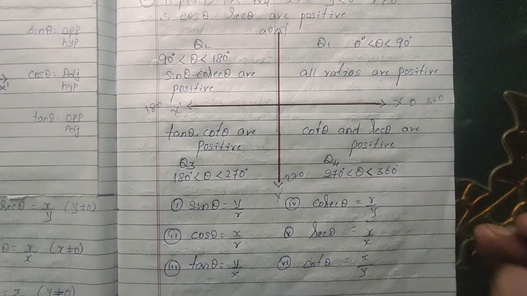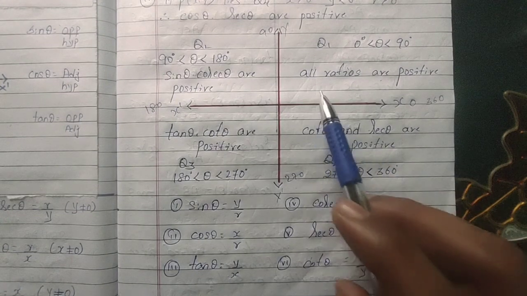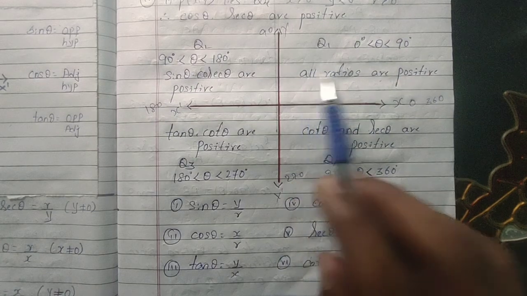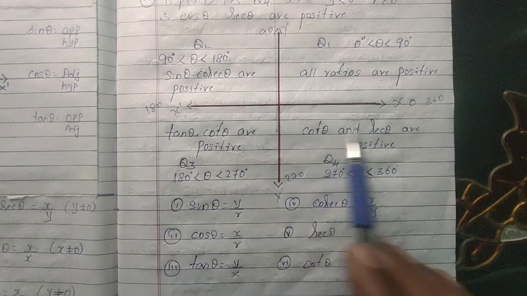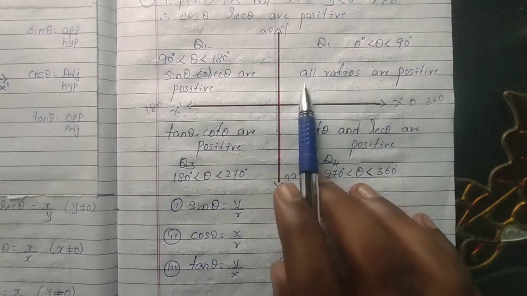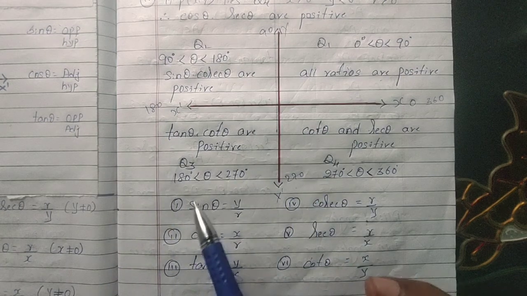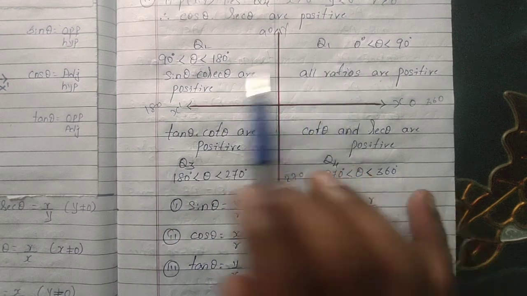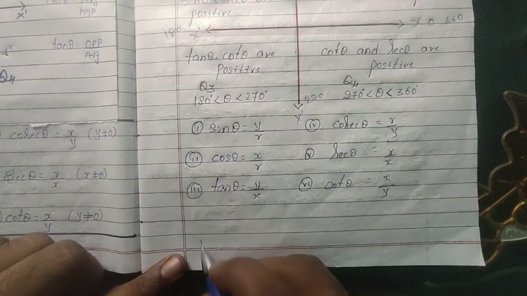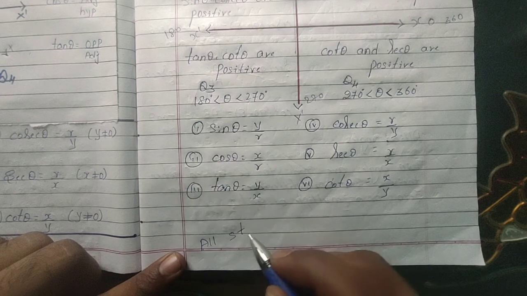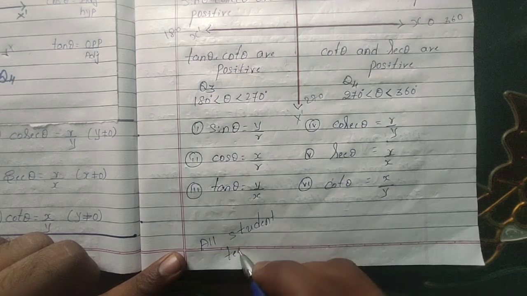Okay, now? So this is very important. To remember this, I will tell you: all ratios are positive here, sin and cosecant positive here, tan and cot positive here, cos and secant positive here. All student teacups. Remember this sentence: all student teacups.